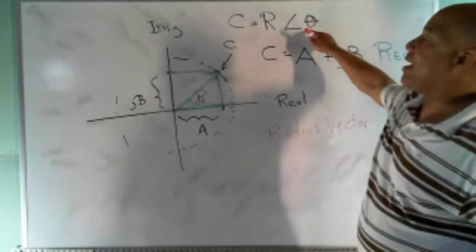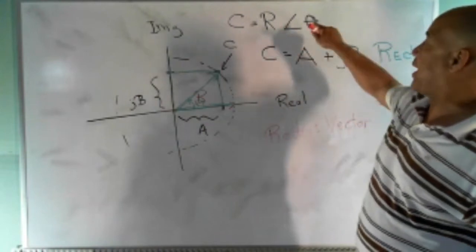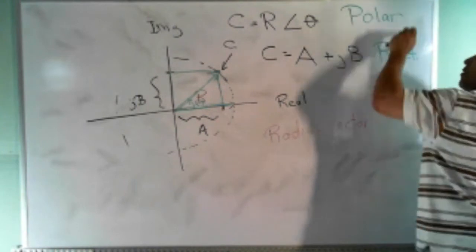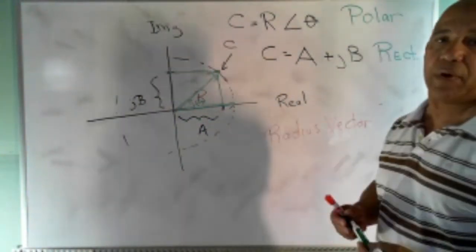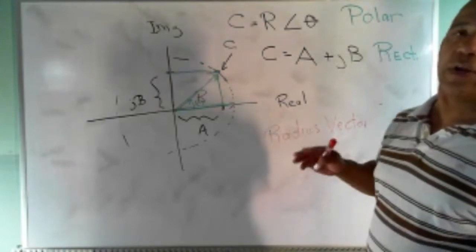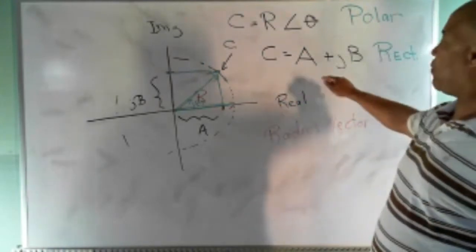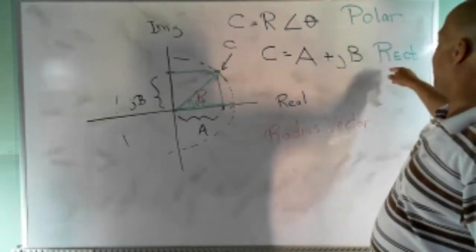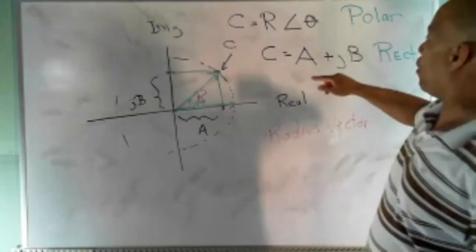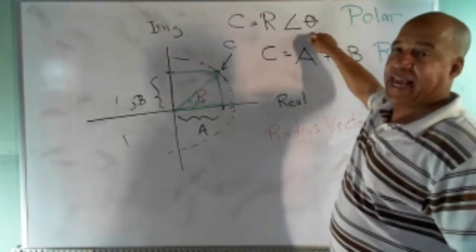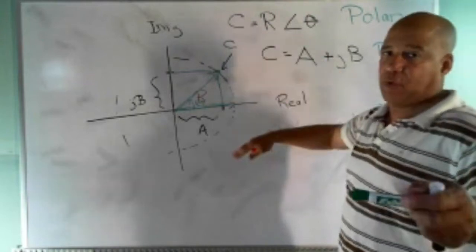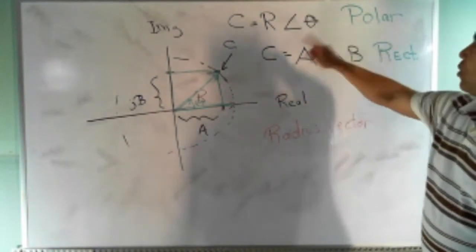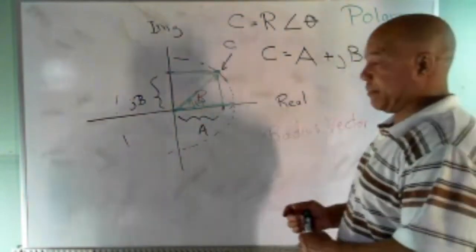If you see an angle instead of a j operator, then we call that the polar form of a complex number. A complex number has a real and an imaginary part, and we can express it two ways. We can express it in rectangular form as a plus jb in this case, or we can express it in polar form. That's when you have a radius vector and an angle. You tell me how many degrees up or down to move my radius vector, and I can get to that point. So what we have to be able to do is go between one form and the other. Let's look at how we would do that.